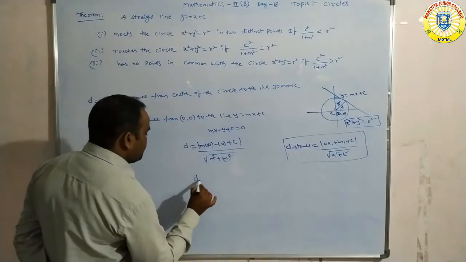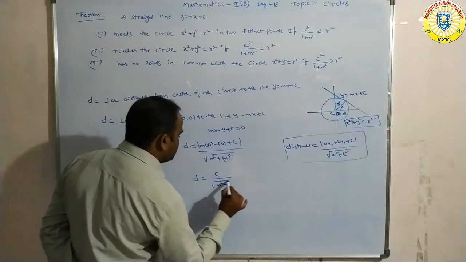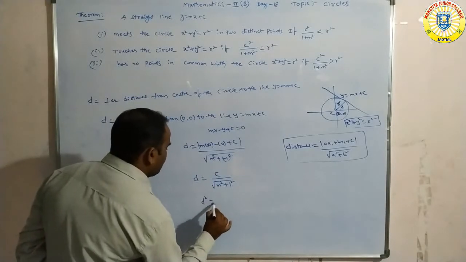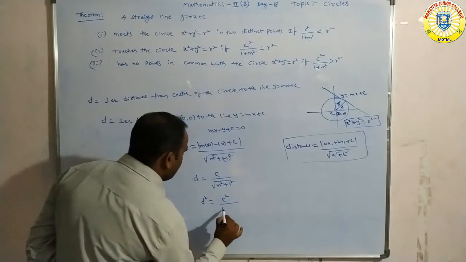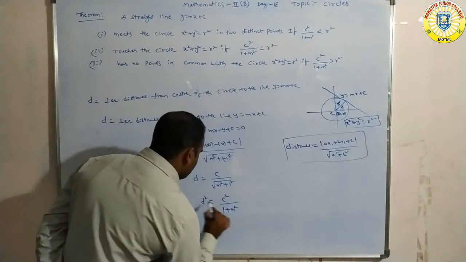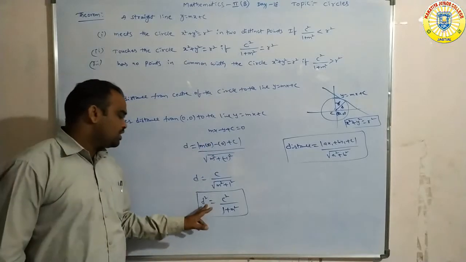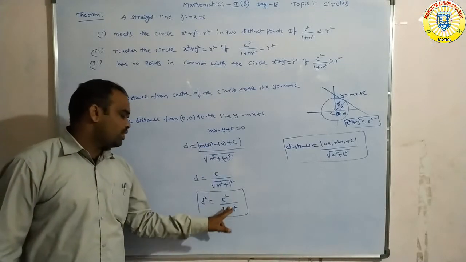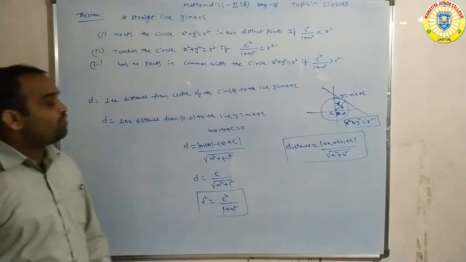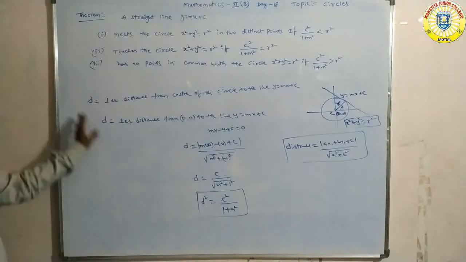So D is equal to c / under root of (m square plus (-1) whole square), which is nothing but 1 square. Here we can write D square = c square / (m square + 1), or (1 + m square), both are same. D square = c square / (1 + m square). All of you write this one first. This is the value of D square.